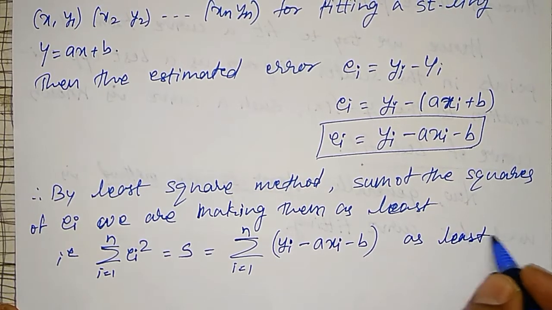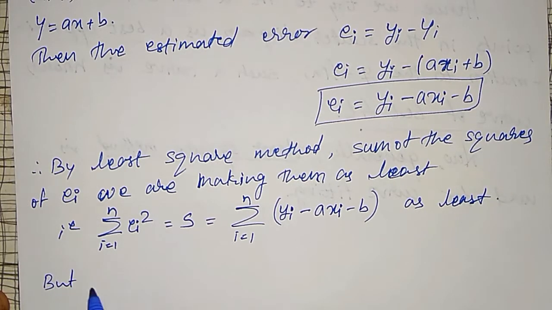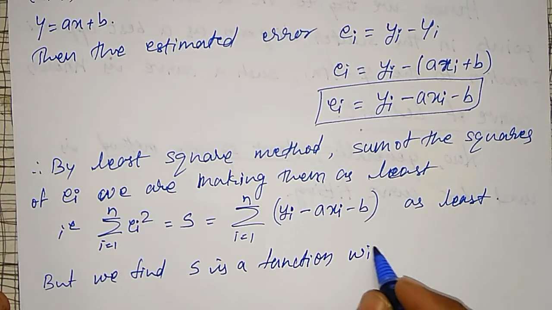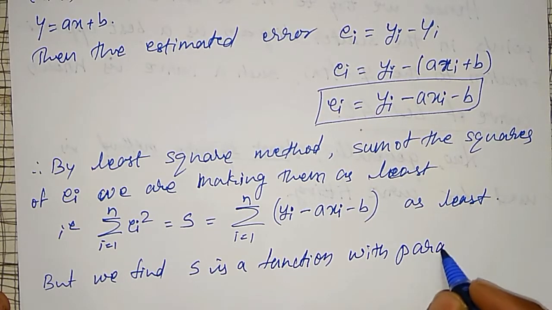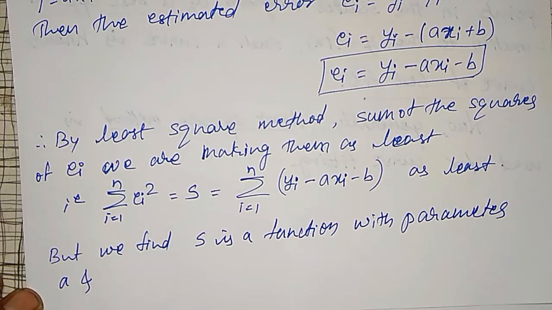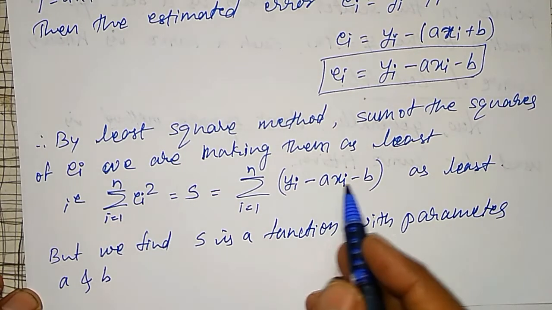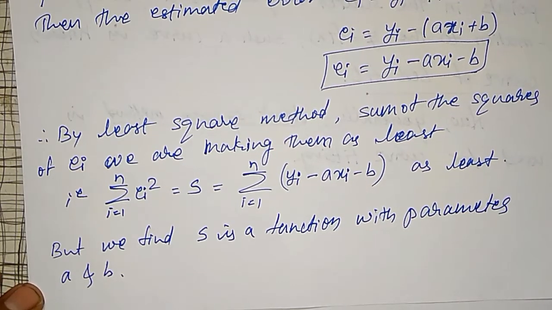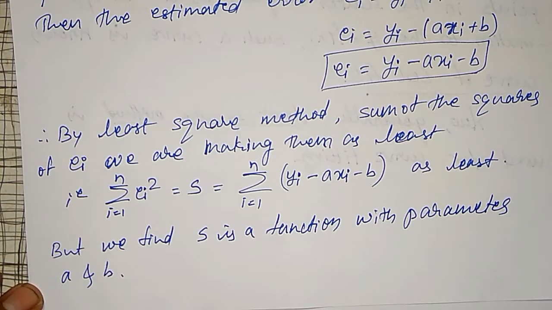As least, we are making it. But we find S is a function with parameters a and b. My small a and small b are the parameters; those things I have to find out. How can I find them? I will come back here.